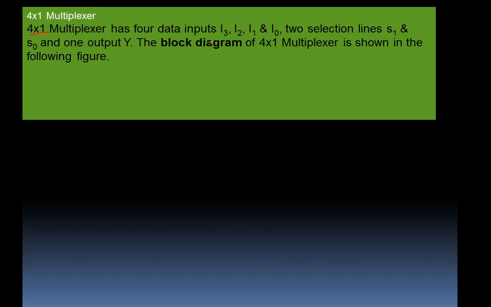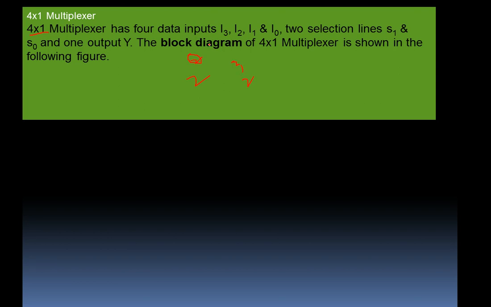Whenever you have 4 inputs, the selection lines will be 2, because 2^2 is 4. So 4 is the total number of combinations and the 2 indicates the number of selection lines. For example, for an 8 to 1 multiplexer, 2^3 is 8, so you have 3 selection lines.